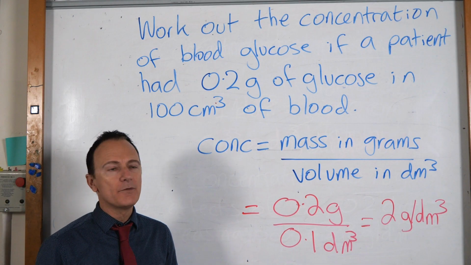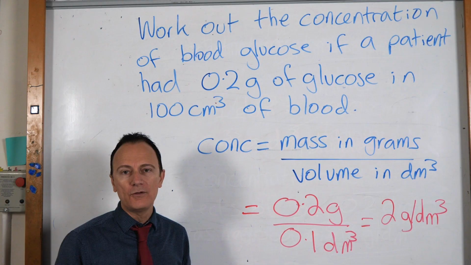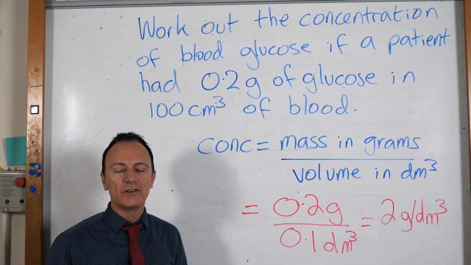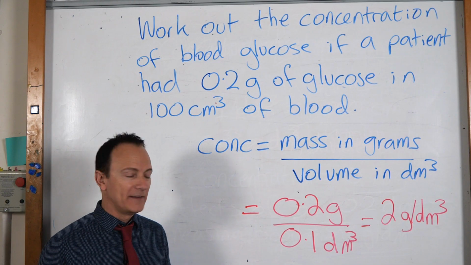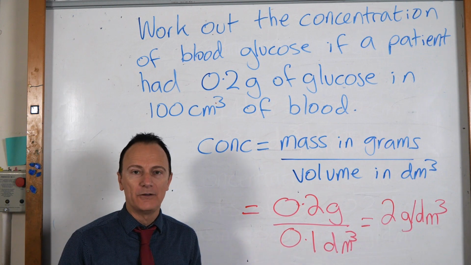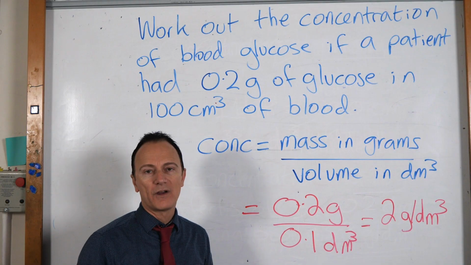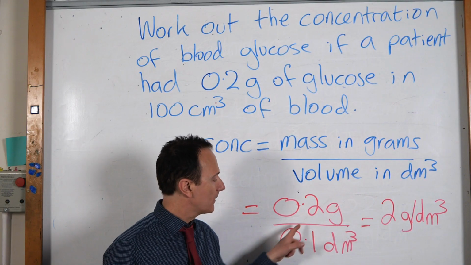So from the question, we can see that the mass in grams is 0.2 grams of glucose. But did you remember to change the 100 centimeters cubed into dm cubed by dividing by 1000? And when you do that, we get the volume is 0.1 dm cubed. So when we calculate this, 0.2 divided by 0.1, we get 2, and the units are going to be grams per dm cubed.